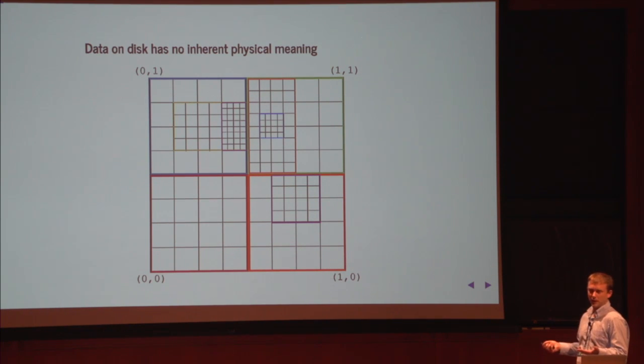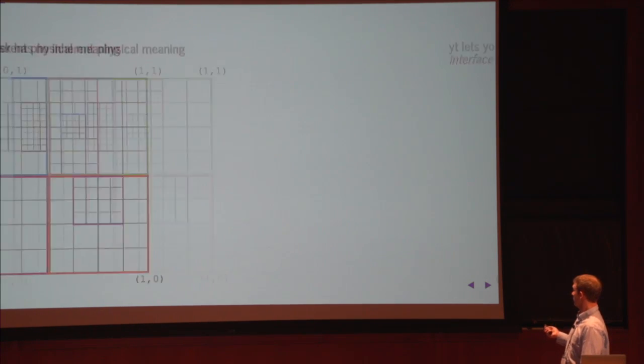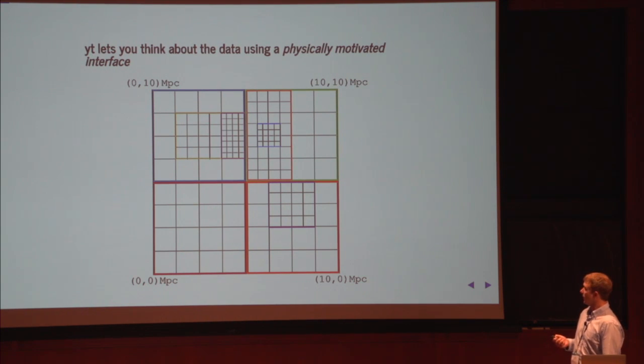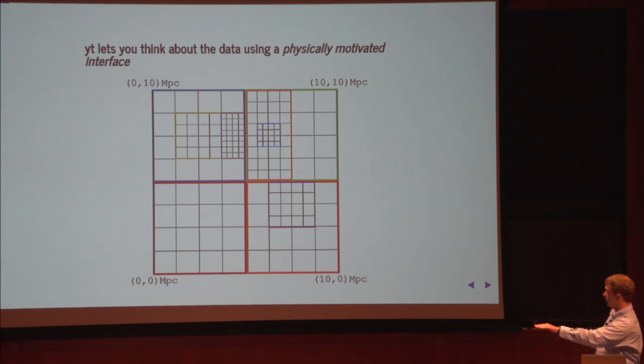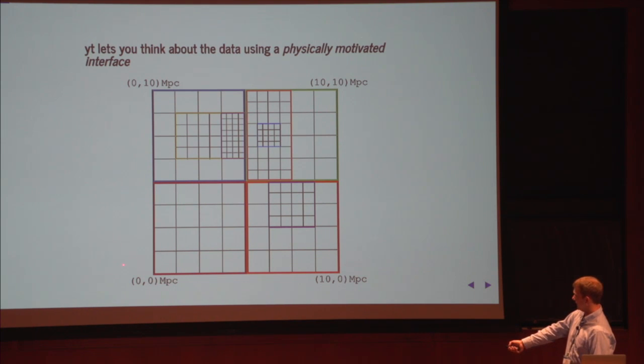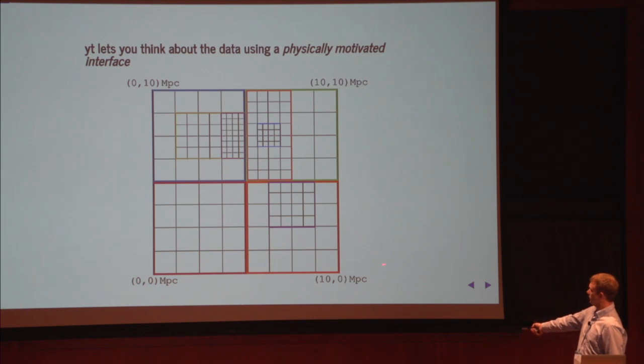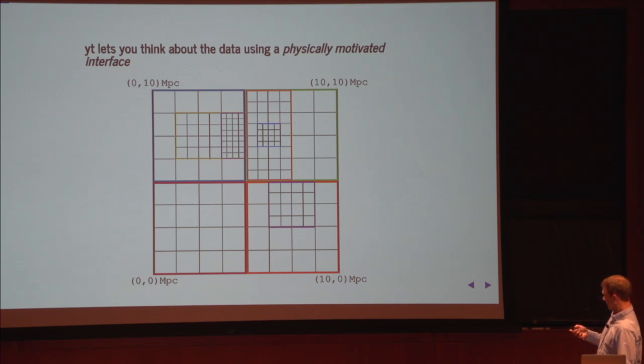This is not ultimately what you're after, right? What you're after is the physics that you want to get out of the simulation, the predictions you want to make. So YT lets you take that rather abstract data representation and lets you think about the data using a physically motivated interface. One thing it gives you is unit awareness. It takes that 0 to 1 or -1 to 1 or -2 to 2 or whatever it is, and converts it to the units that it actually is in, based on the unit specification that it either reads from the file or that you tell it. So in this case, we're saying this is a box of 10 megaparsecs on the side.